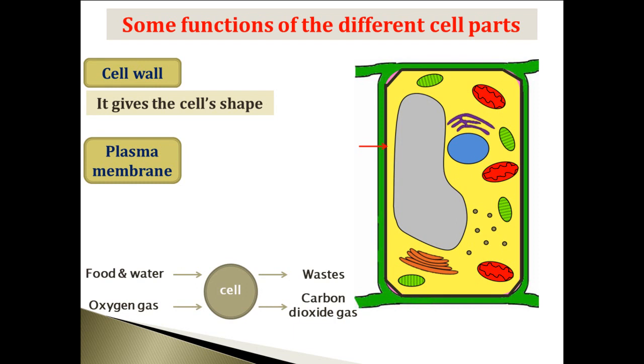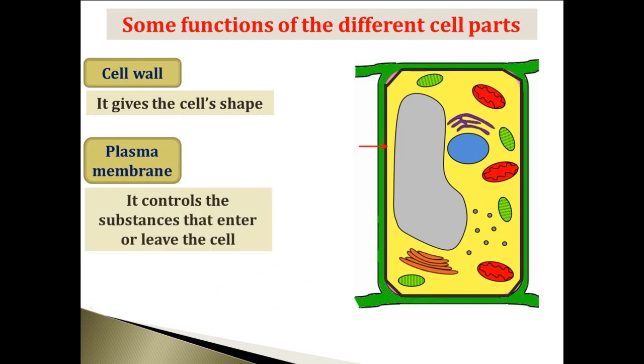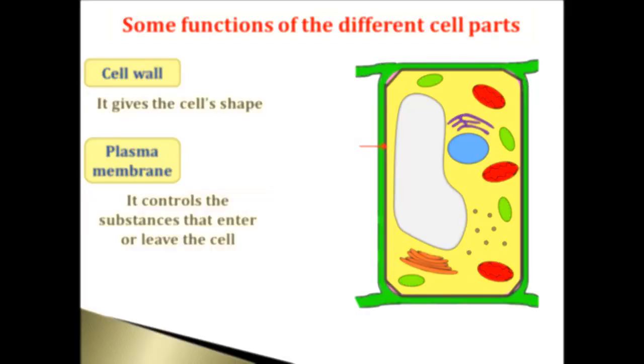It's necessary to control the entry and leaving of these substances whenever the cell needs. And this happens by the cell membrane or the plasma membrane. So, the function of the plasma membrane is to control the substances that enter or leave the cell, which means giving them a permission.